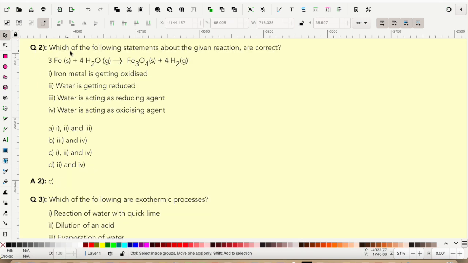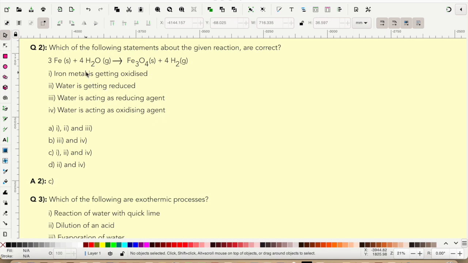Second question, which of the following statements about the given reaction are correct? The reaction is 3Fe plus 4H2O makes Fe3O4 plus 4H2. First statement is iron metal is getting oxidized. Second is water is getting reduced. Third is water is acting as reducing agent. Fourth is water is acting as oxidizing agent.